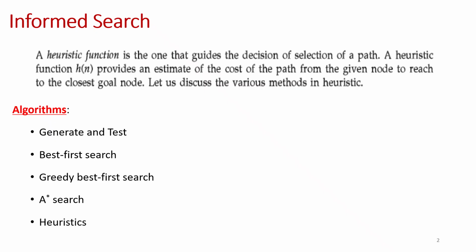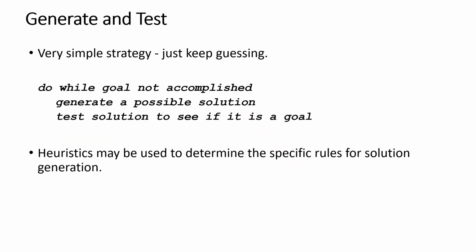So the heuristic function h(n) provides an estimate of the cost of the path from the given node to reach the goal state. Here, the algorithms are: generate and test, best first search, greedy best first search, A star search, and heuristics. We'll be looking at generate and test and greedy best first search. First, we'll go with generate and test.